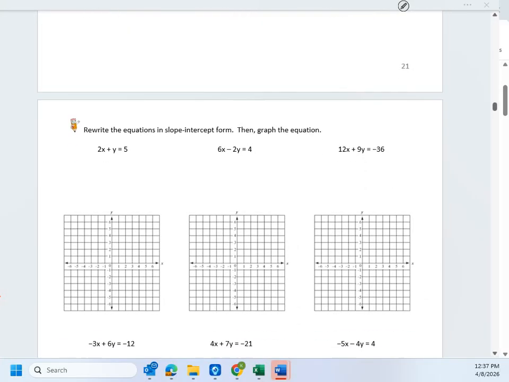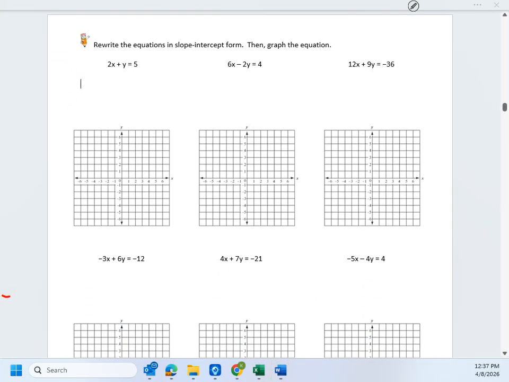This says rewrite the equations in slope-intercept form like we did on the top. Then we're going to graph it. That's why we need to know the slope and the y-intercept. That's why on the first page you had to write those out, because you need to know it to graph it. So let's look at this first one. I'm going to walk us through it quicker so we can get to the graphing part.